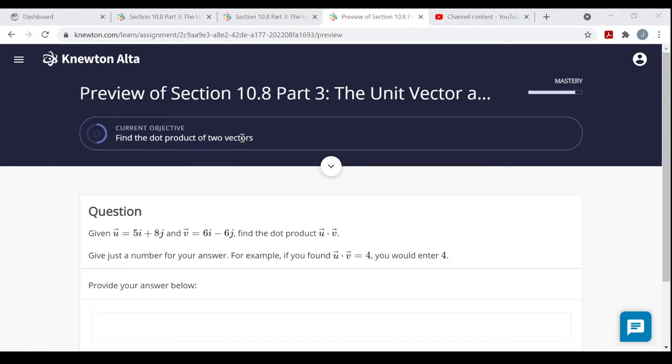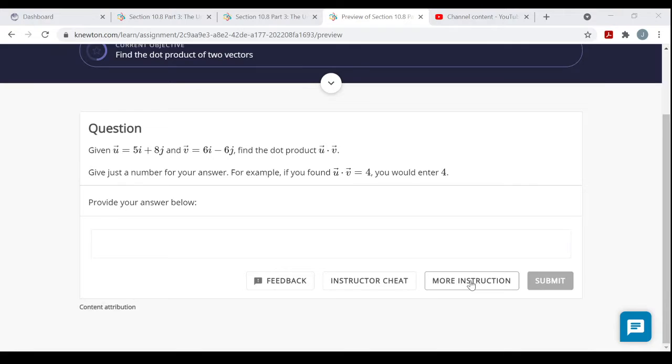Again, if you want to see more about the topic, click on More Instruction. Look at their videos, their notes, their examples, and hopefully those help you.